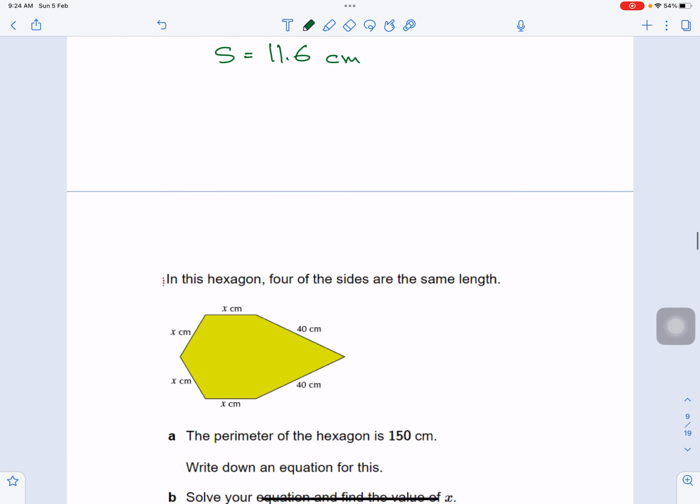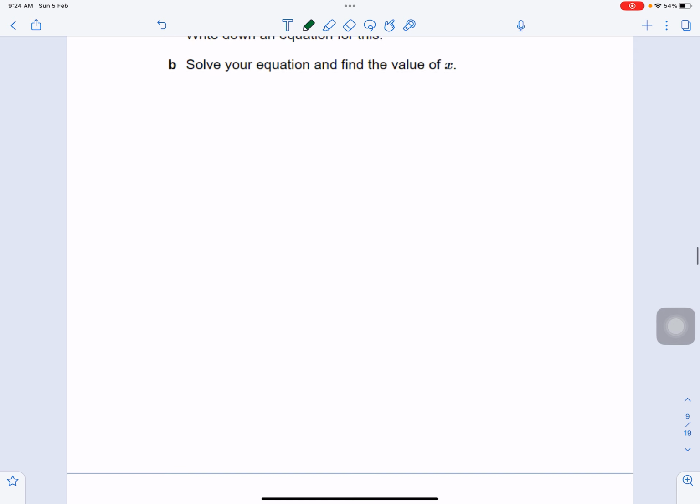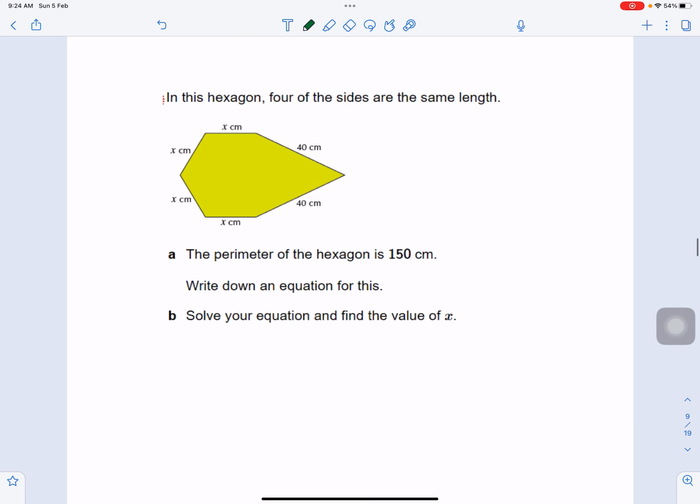Okay, now let's see this question. This is the last question of this video. You can put it on pause and try it yourself. Oh, hexagon. Hexagon is a 6-sided figure, right? And the lengths are given in letters and in numbers. First part is saying the perimeter of the hexagon is 150. So we know that perimeter means addition of all the sides, right?